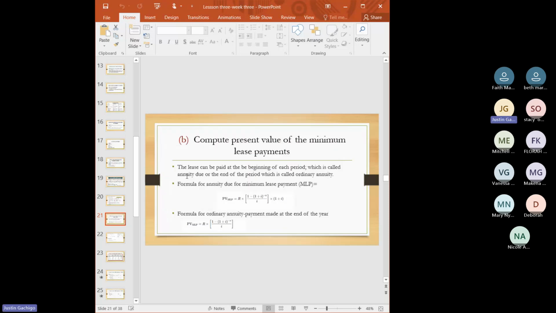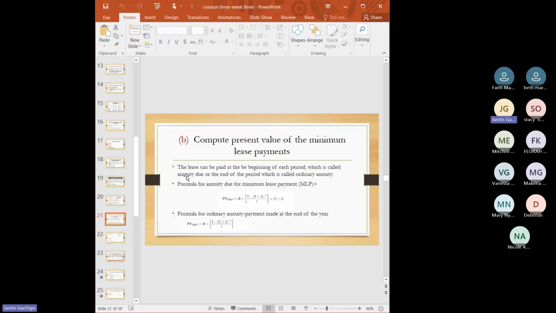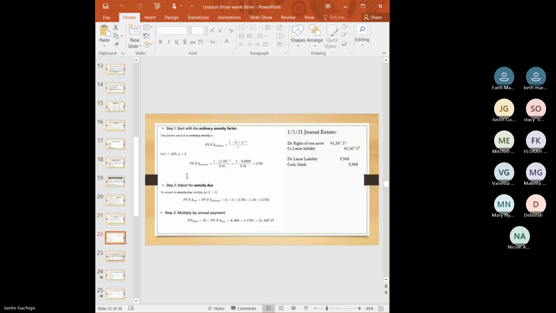And this payment has to happen at the beginning of the year. So at the beginning of the year, remember we can have the payment at the end of the year and at the beginning of the year. Where the payment is made at the end of the year, we normally have the ordinary annuity, but where the payment is made at the beginning of the year, we are going to use the ordinary annuity factor.